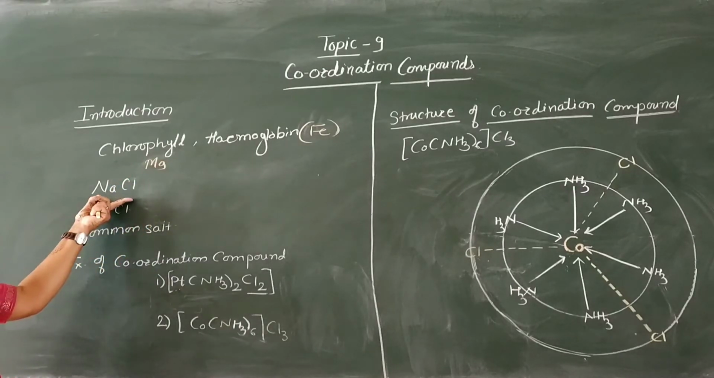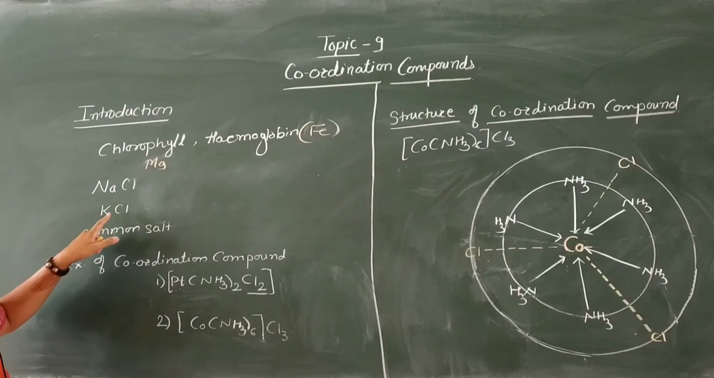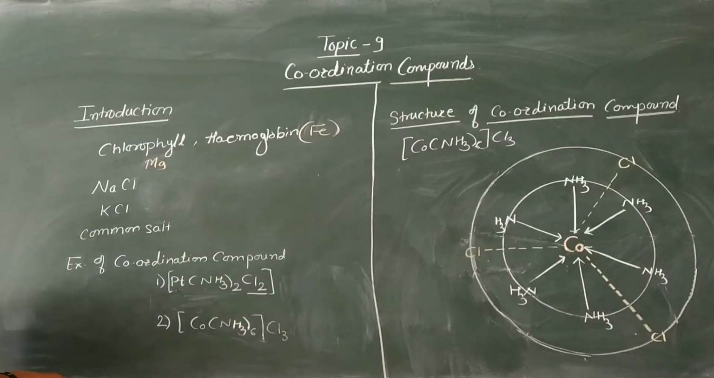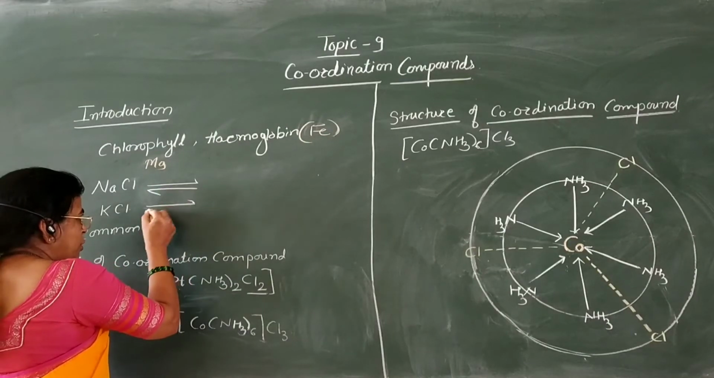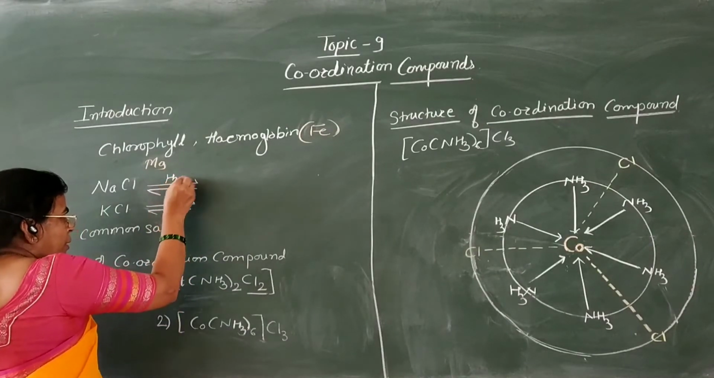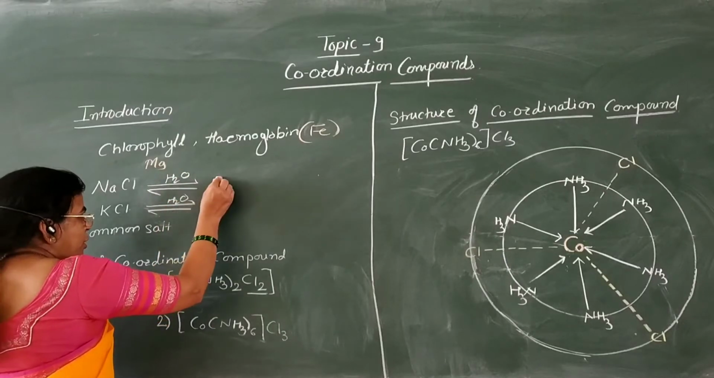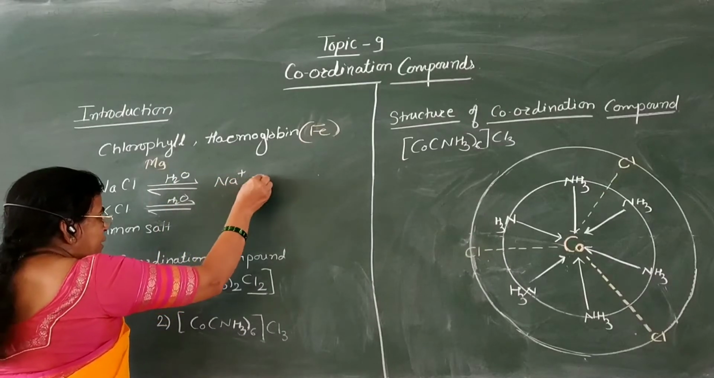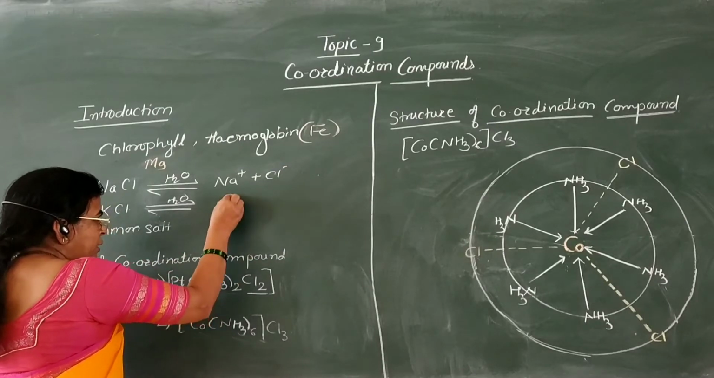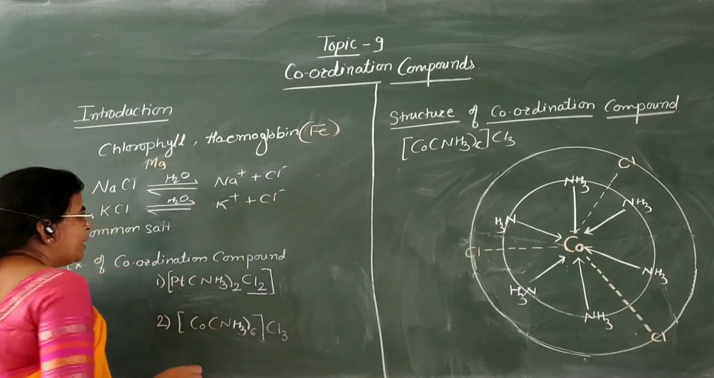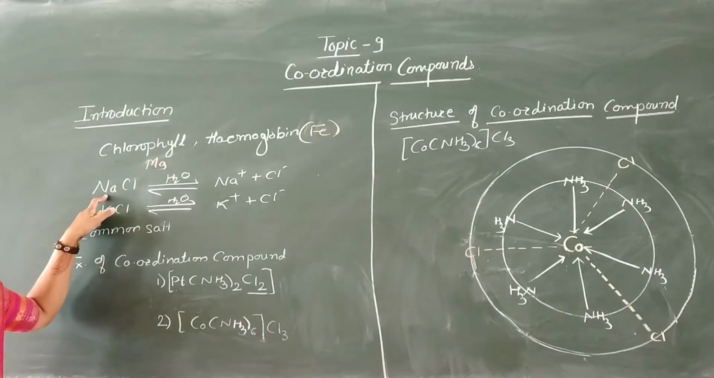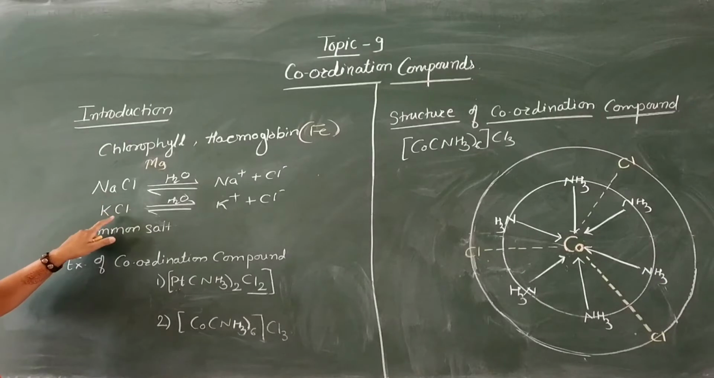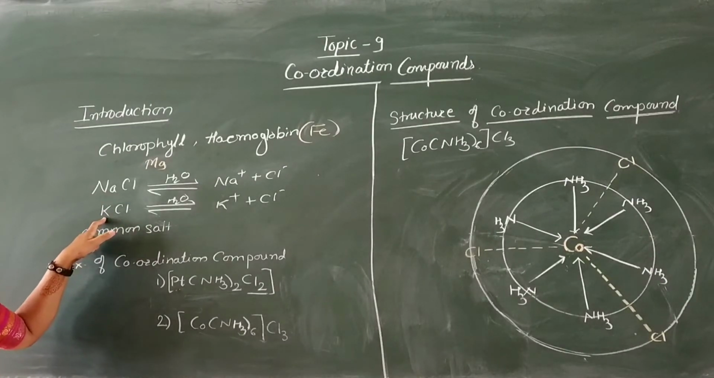Now we know the common salts, that is NaCl, KCl. When these common salts undergo dissociation in water, they form ions. They form Na+ and Cl- ions, or K+ and Cl- ions. That is, the Cl in NaCl satisfies the primary valency of sodium, and the Cl- ion satisfies the primary valency of potassium.